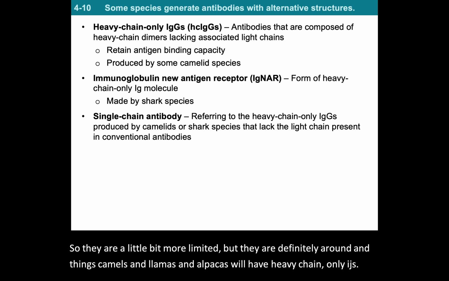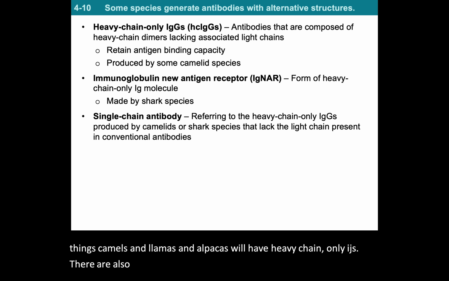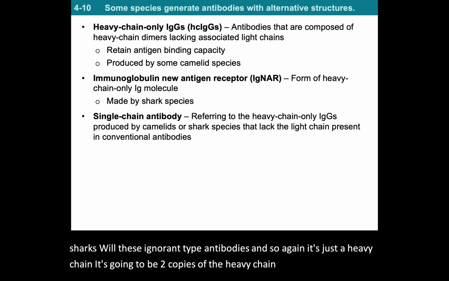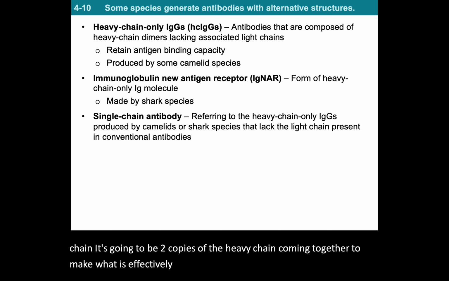There are also immunoglobulin new antigen receptors, so IGNARs, which are a different form of, it's like a very long version of a heavy chain only IgG molecule. And many kinds of sharks, creatures related to sharks, will make these IGNAR type antibodies. And so again, it's just a heavy chain. It's going to be two copies of the heavy chain coming together to make what is effectively still a working antibody.